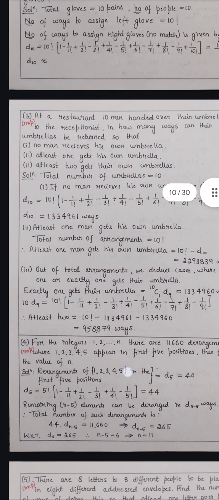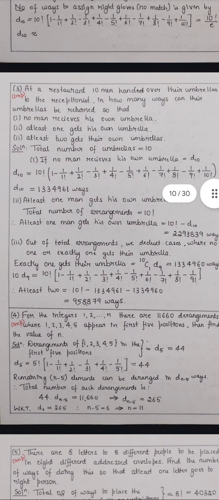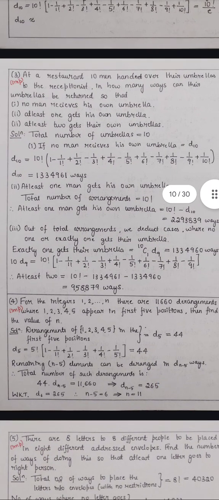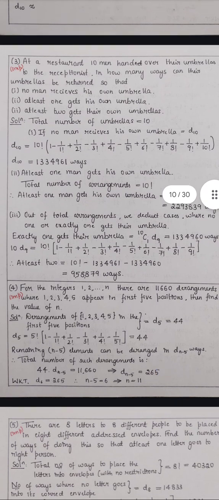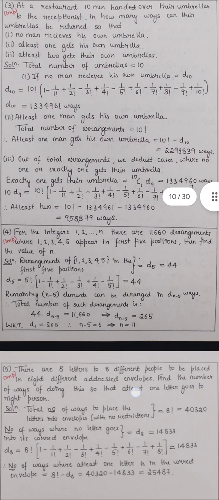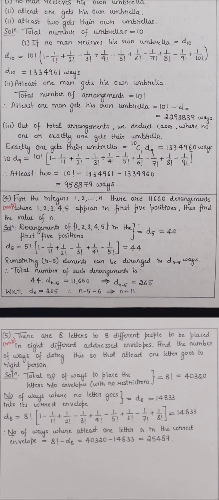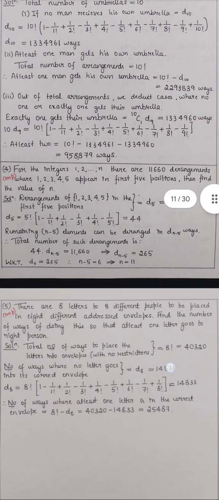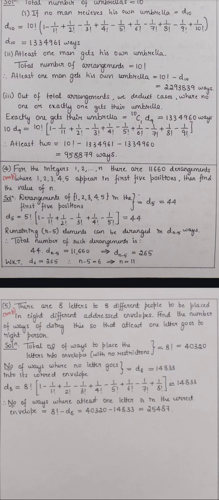And for the next third question: at a restaurant 10 men handed over their umbrellas to the receptionist. In how many ways can their umbrellas be returned so that no man receives his own umbrella, or at least one gets his own umbrella? No man receives means d10. At least one man gets means, the total number of arrangements is 10 factorial, so at least one man gets means 10 factorial minus d10. Out of the total arrangements we deduct the cases where no one or exactly one gets their umbrella.